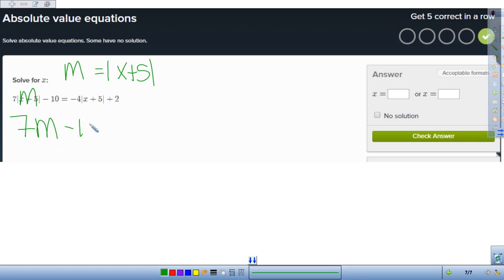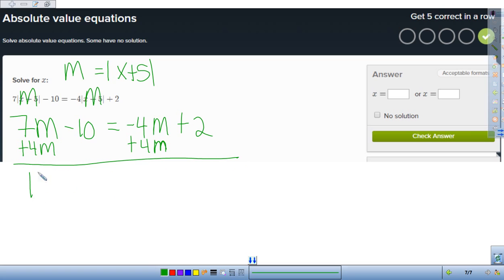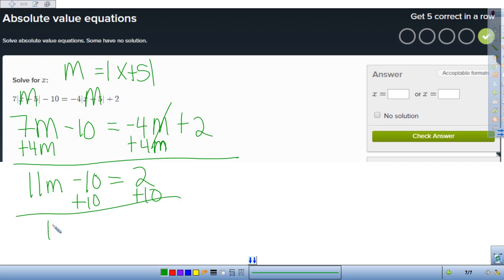Ooh, that was nice, right? Minus 10 is equal to, and now I have negative 4, and guess what? X plus 5, that can be m also. Plus 2. Now it's not such an ugly problem. Of course, we're going to have to do some more work before we're done, but I'm just going to go ahead and add 4m to both sides. That's going to give me 11m over here, and this will cancel. Minus 10 equals 2. So if I add 10 here, plus 10, I get 11m equals 12.